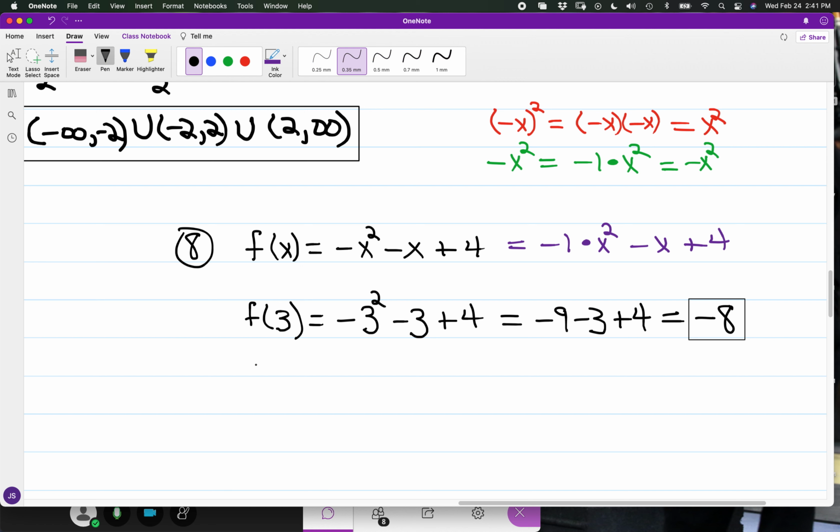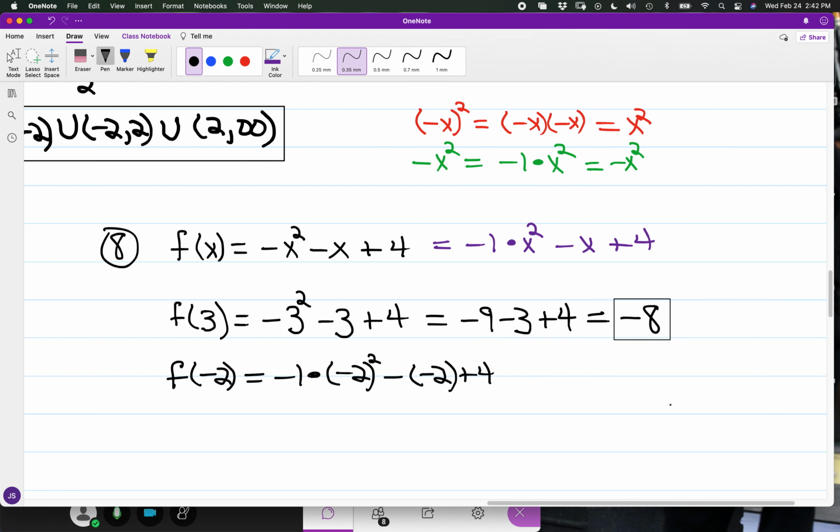Like in the case of f of -2, think of it like -1 times the square of -2, and we have minus -2, followed by the addition of 4. The reason I'm reading this out as -1 times x squared is that you don't have the negative in parentheses. Now, -2 squared, that in itself is 4.